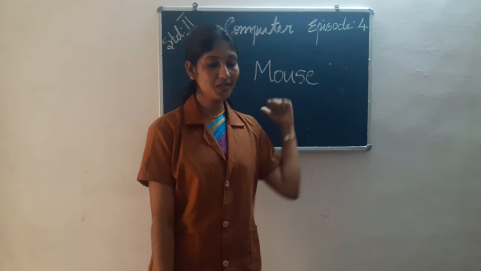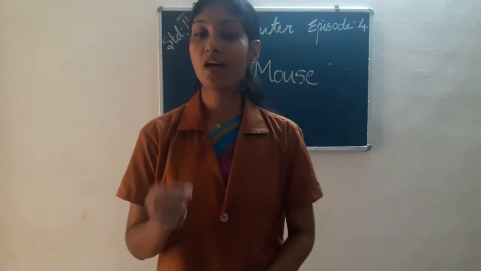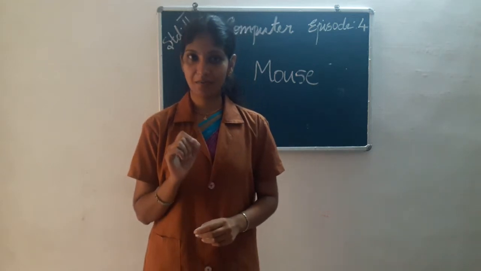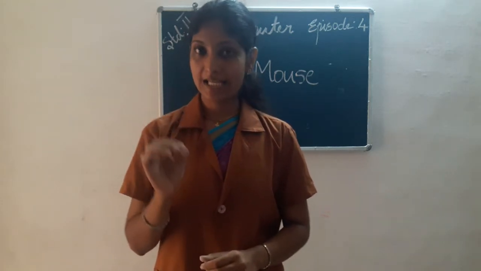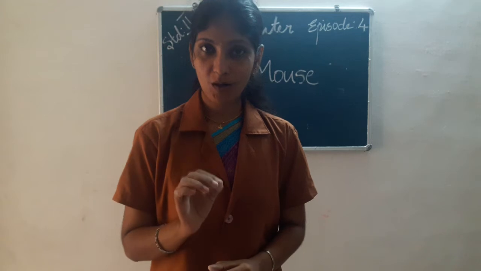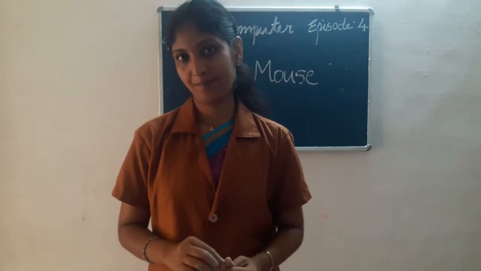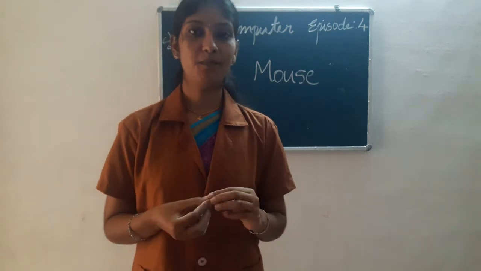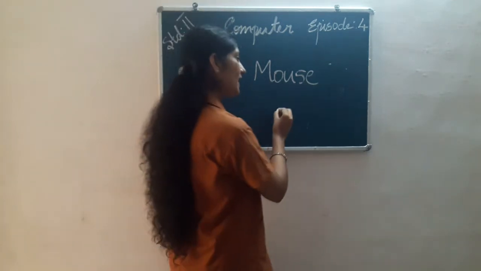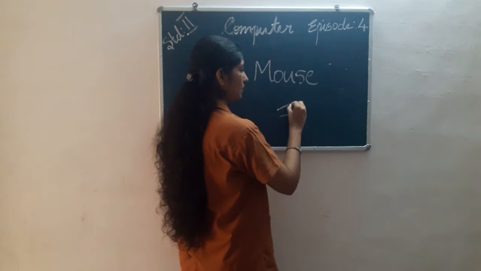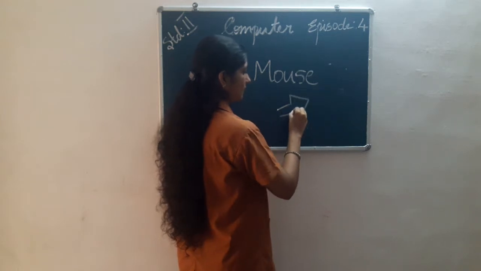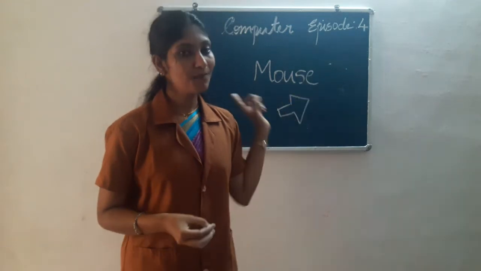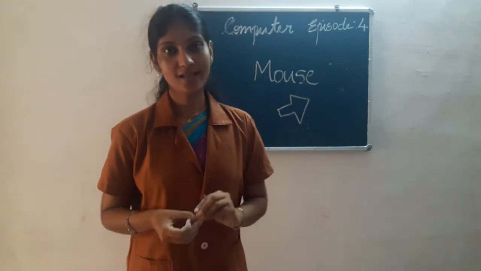Then what is its use? Mouse is used for pointing and clicking. So what's the use of a mouse? Mouse is used for pointing and clicking. And mouse has a pointer. Pointer means what? It looks like an arrow. So mouse has a pointer and this pointer is linked to the screen.